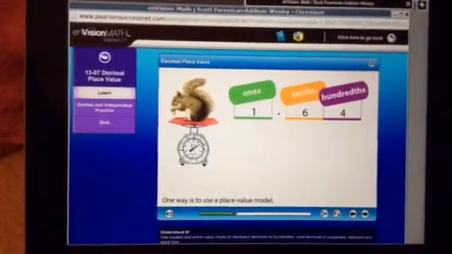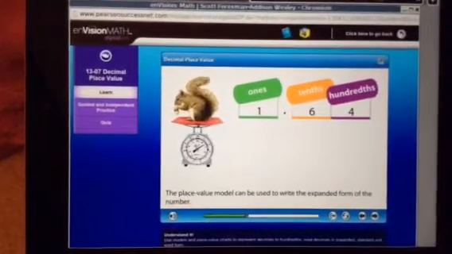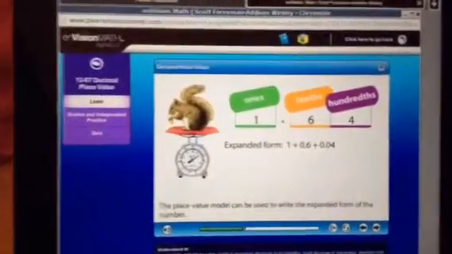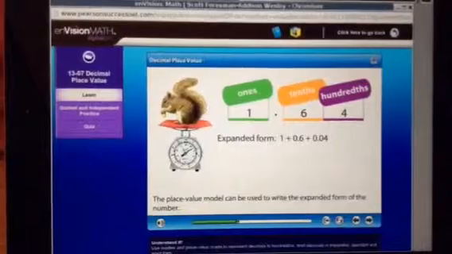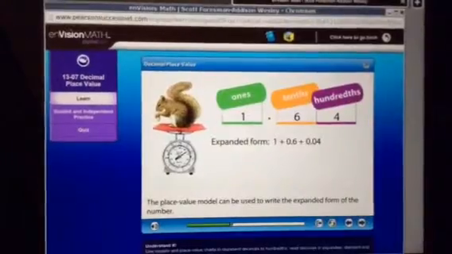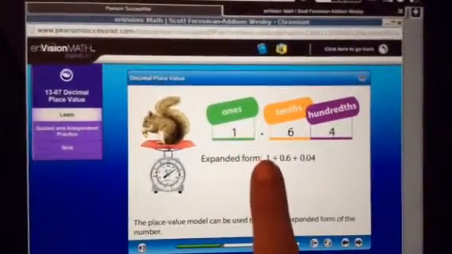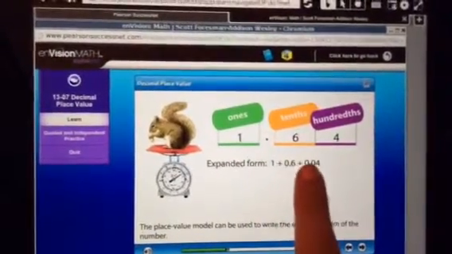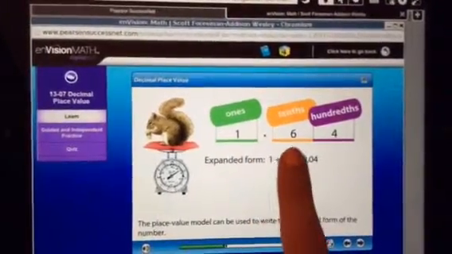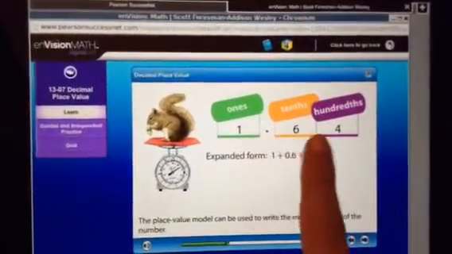One way is to use a place value model. The place value model can be used to write the expanded form of the number. Fourth graders, if you remember from the beginning of the year, we talked about expanded form, and that's just breaking the number down, adding them all together so that you end up with the original number. So you'll see here we have 1 whole, 6 tenths, and 4 hundredths.